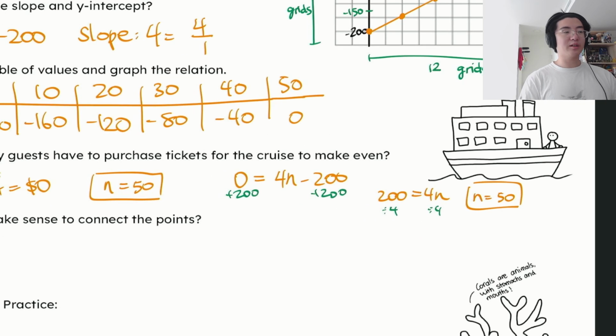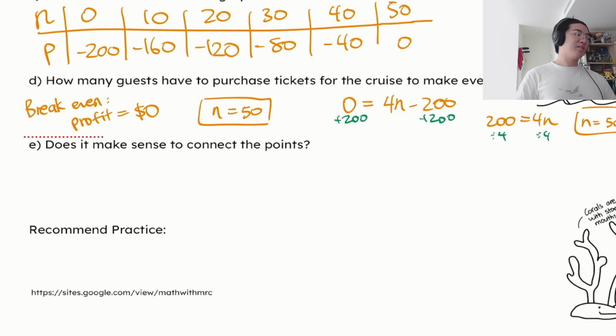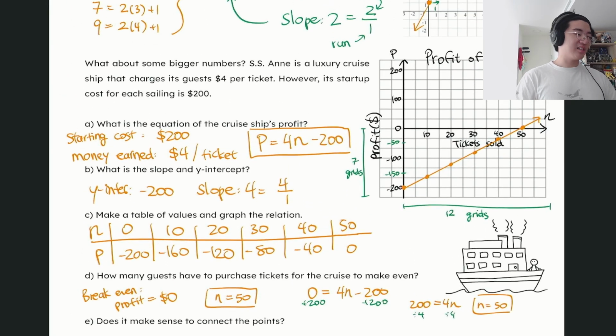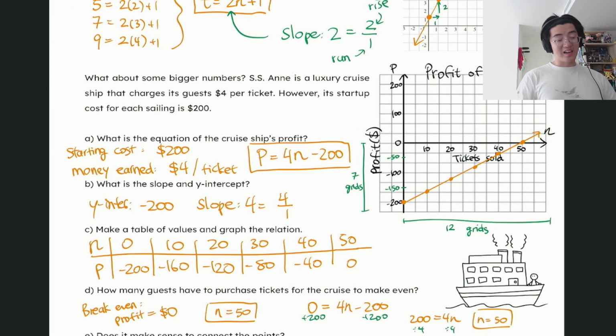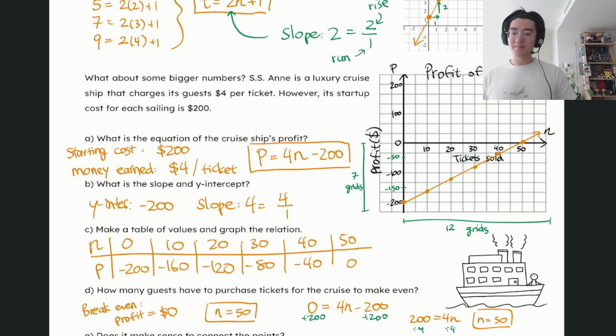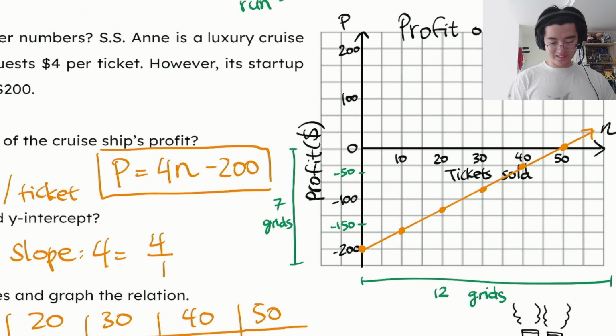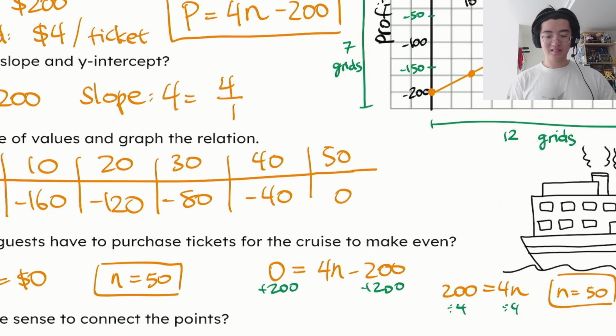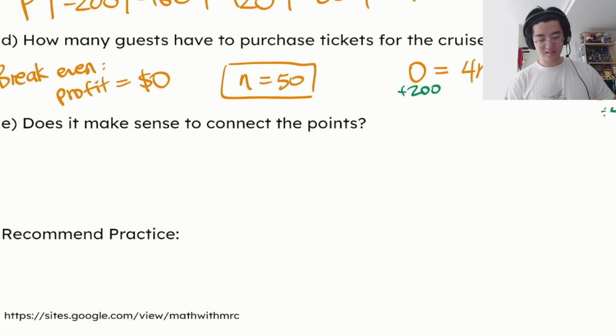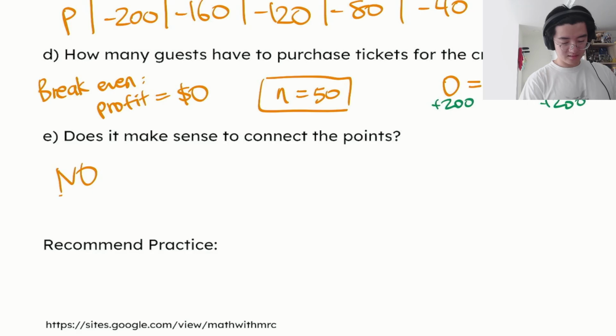But earlier we actually made a crucial mistake. For part E here, does it make sense to connect the dots? Do we actually need to connect all the dots? The answer here is actually no. The graph actually doesn't make sense when we connect the dots, because we cannot have a fraction of a ticket.